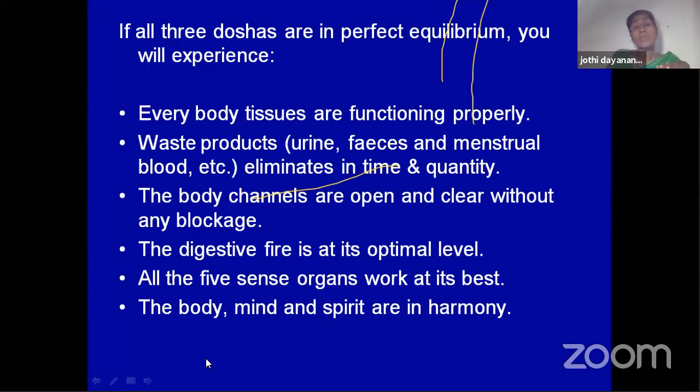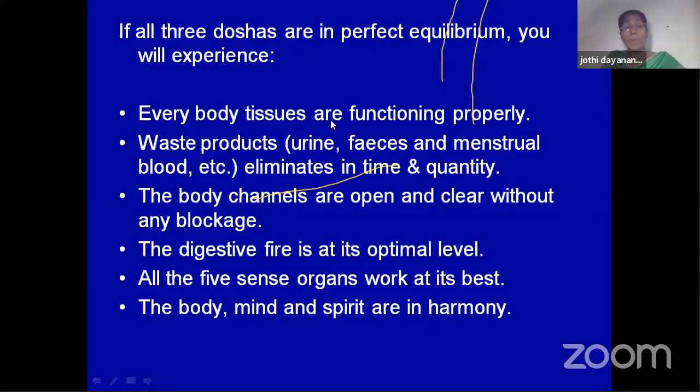So in all the three, the doshas should be in perfect equilibrium. You need to have equilibrium. You should be balanced. If you like ice cream too much, you cannot keep on taking ice cream, right? So there should be a balance of eating. If you like protein, you cannot keep taking protein. So that is where we have to restrict ourselves in what we eat.